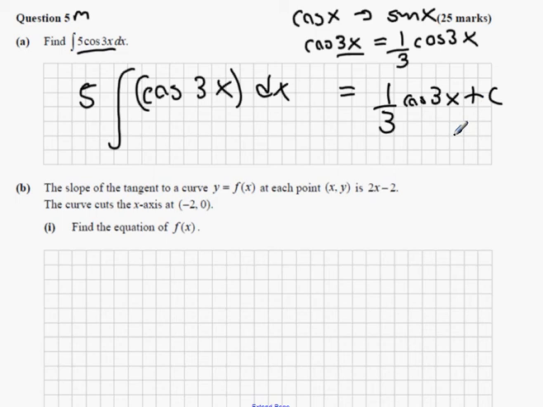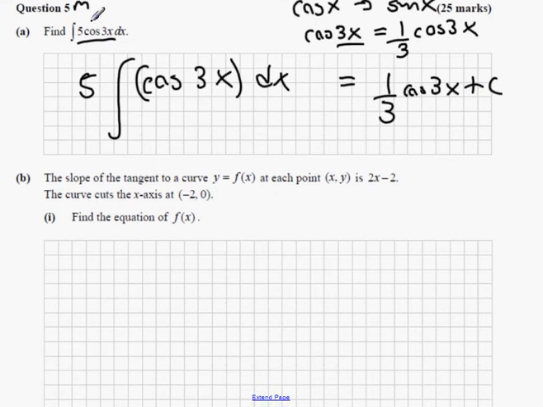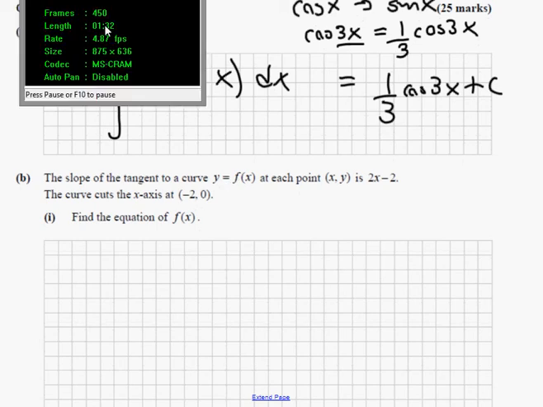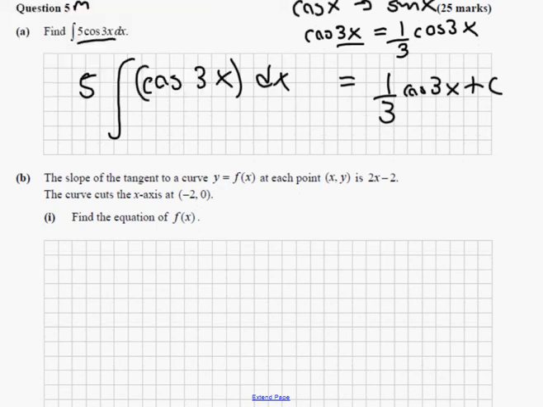Wait, so if there's numbers in the angle, the angle remains unchanged? Yeah, the angle, the argument never changes. Cos x changes to sin x. Guys, sorry. The answer was actually sine. The cos changed to sine, so sine 3x plus c. My bad.